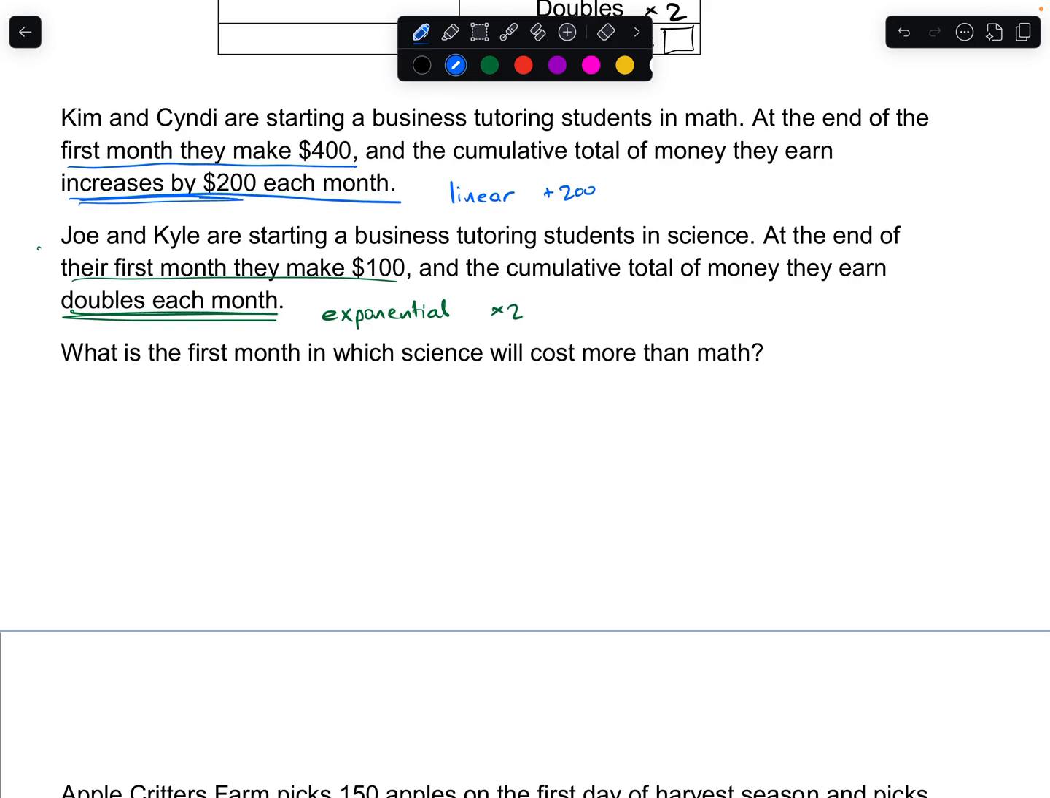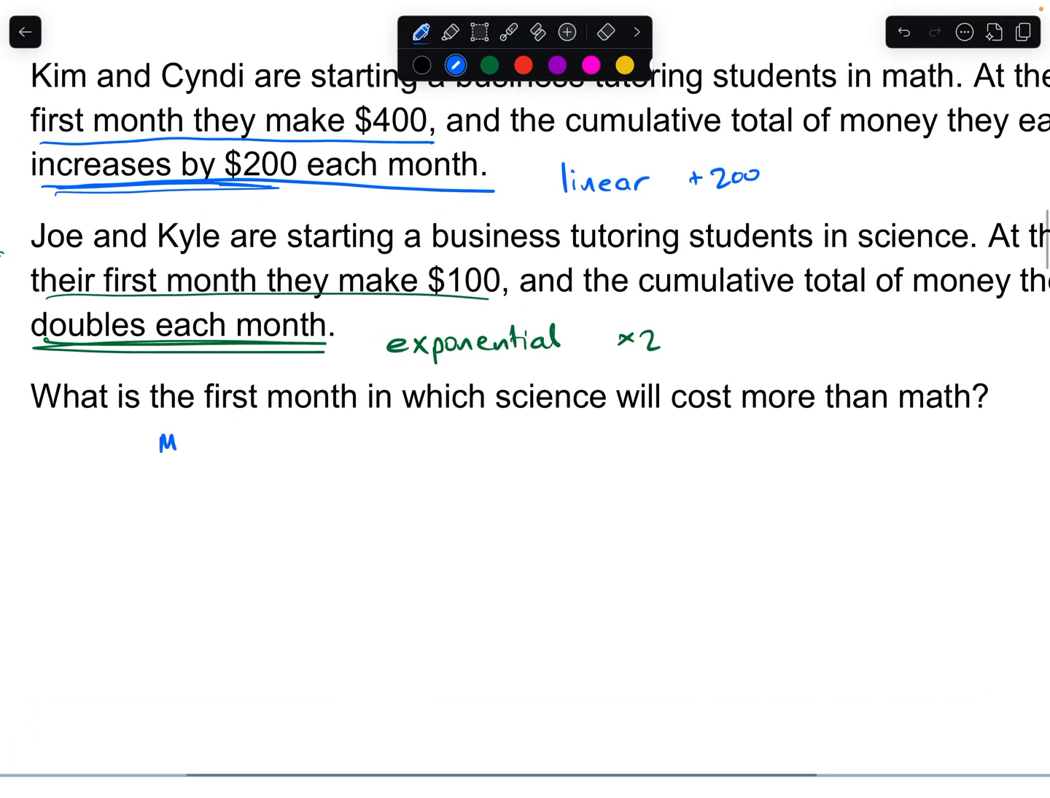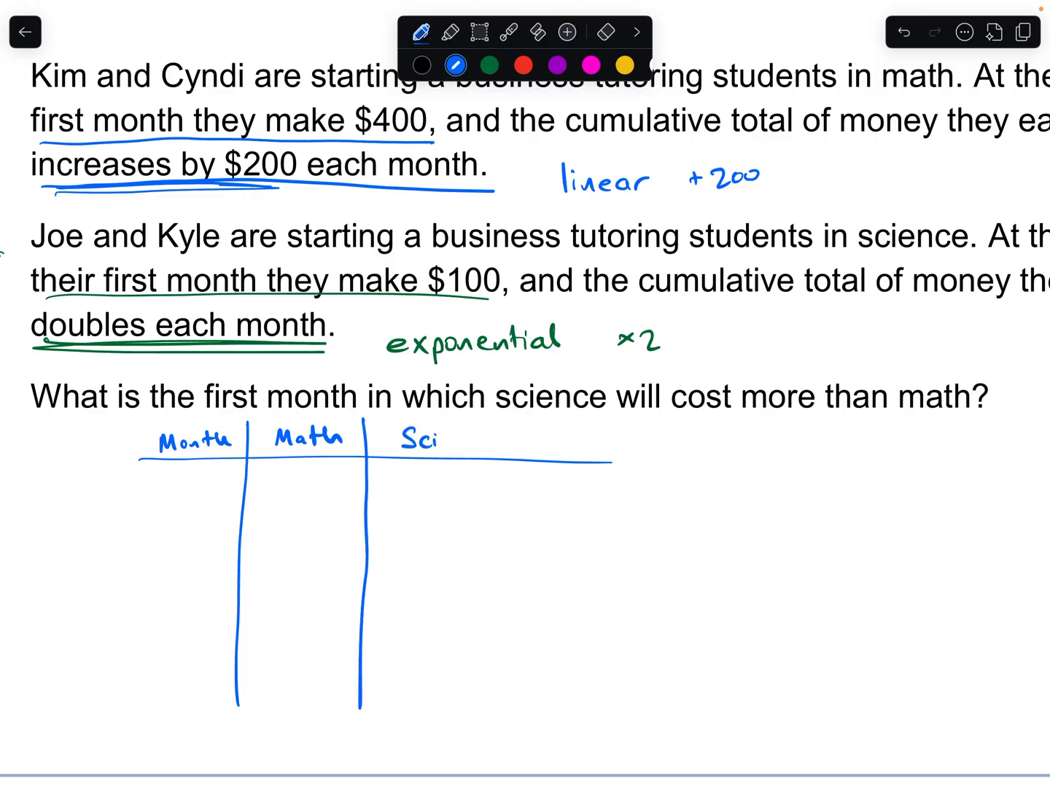Let's make a table. There's different ways to do it. I recommend making a table. So we'll have a column for the month. We'll make a column for how much money the math business has made, and then a column for how much the science business has earned. All right, so in month 1, math made 400 and science made 100, right? So we can fill in $400 for math, $100 for science.